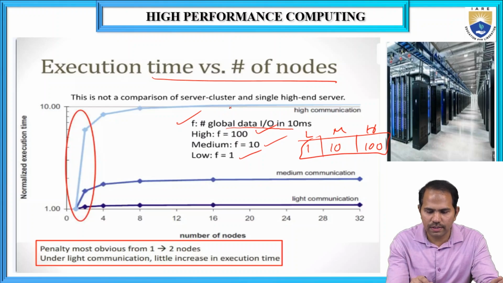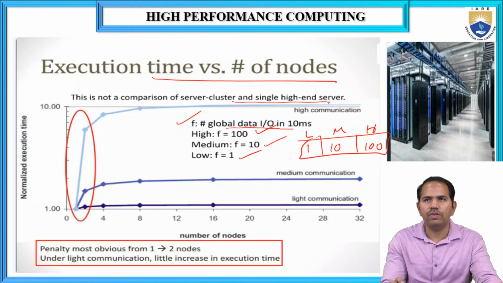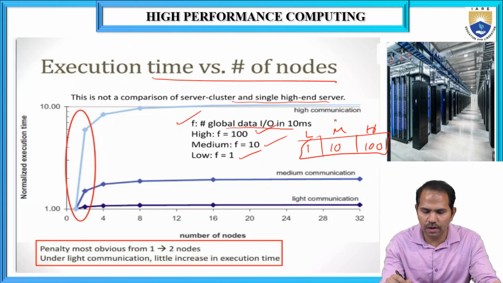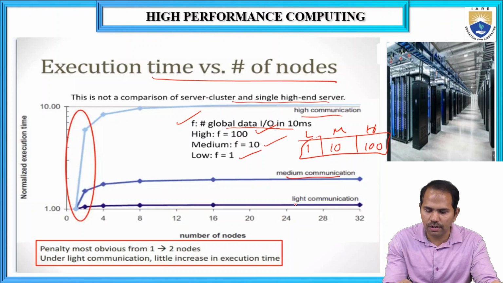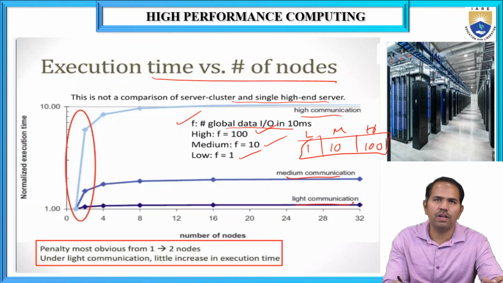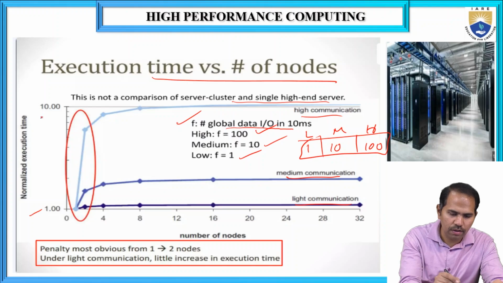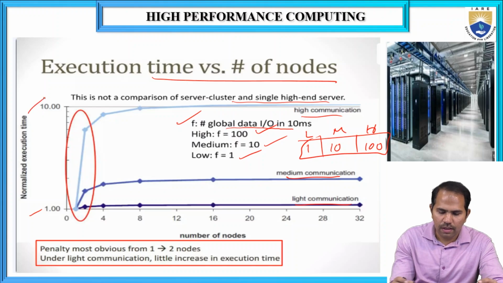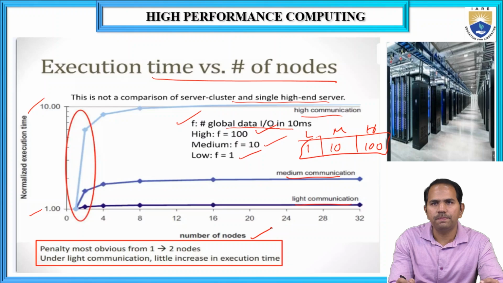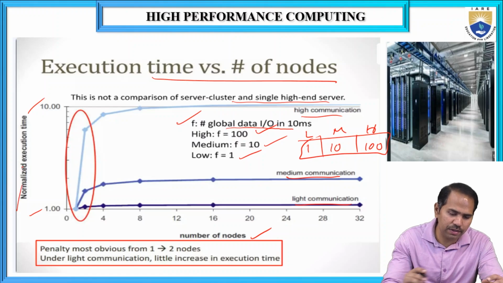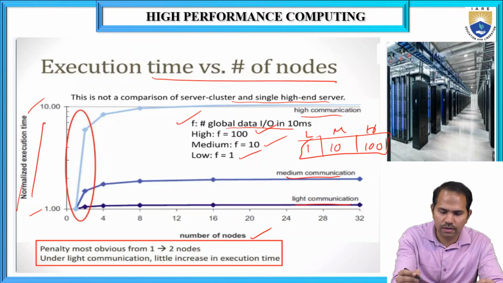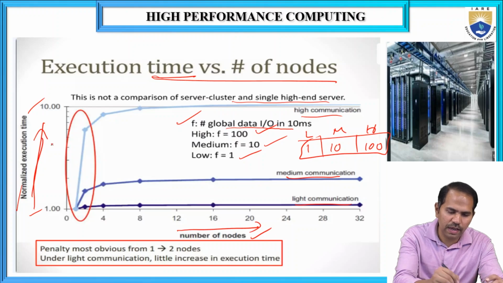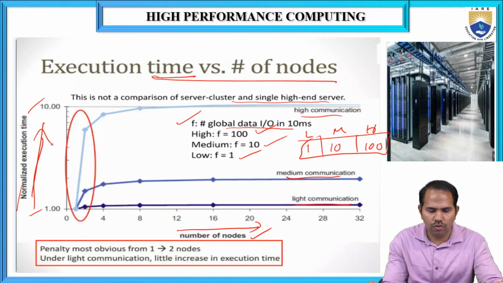This is a server cluster and single high-end servers. We observe high communication, medium communication, and light communication. How is the communication provided? On a 1 to 10 scale, in the x-axis we take the number of nodes, and the y-axis is the normalized execution time. How much time will it take? So this is time versus nodes, with the number of nodes on the x-axis and execution time on the y-axis. What performance is given from here?